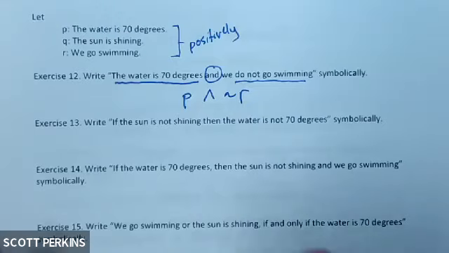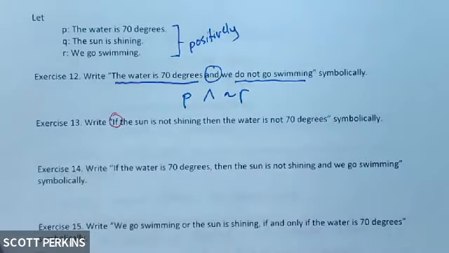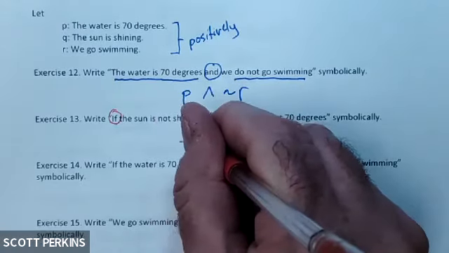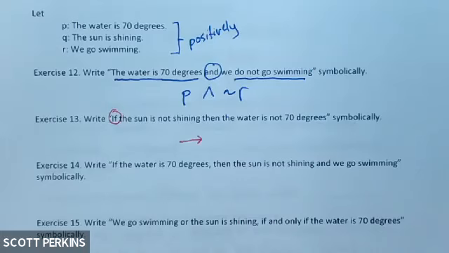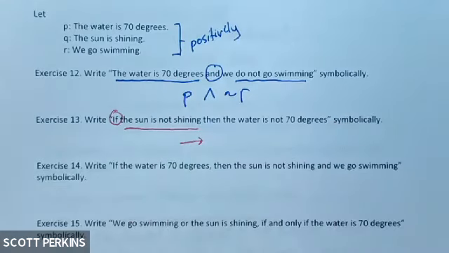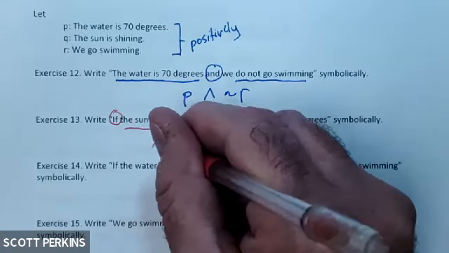All right, exercise 13 starts with the word if. Right after I read the word if, I'm going to stop. I'm not going to read another word. The word if means that I need an arrow. Okay, I've got a conditional statement. So now what comes next? The sun is not shining, so that is squiggly Q.